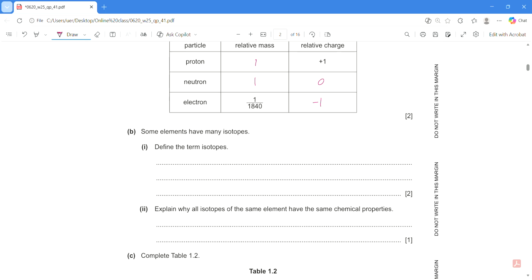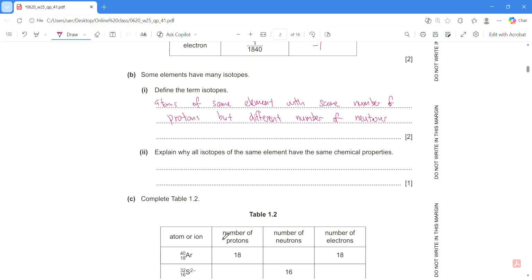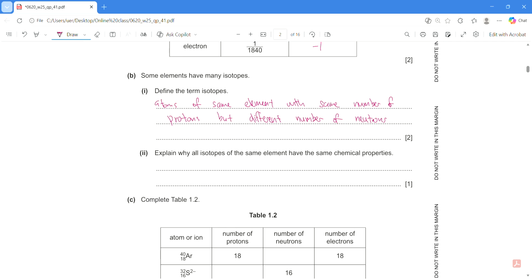Define the term isotopes. So isotope means atoms of the same element with the same number of protons but different number of neutrons. Easy peasy. So B2, explain why all isotopes of the same element have the same chemical properties.